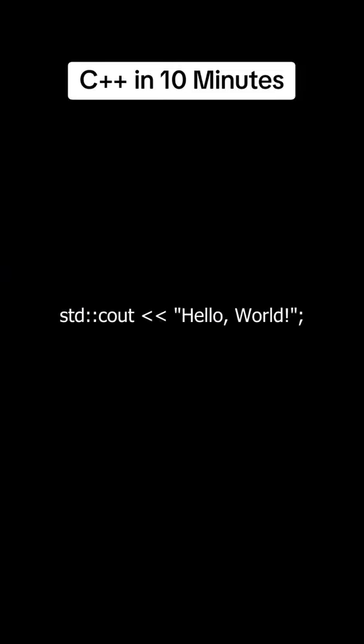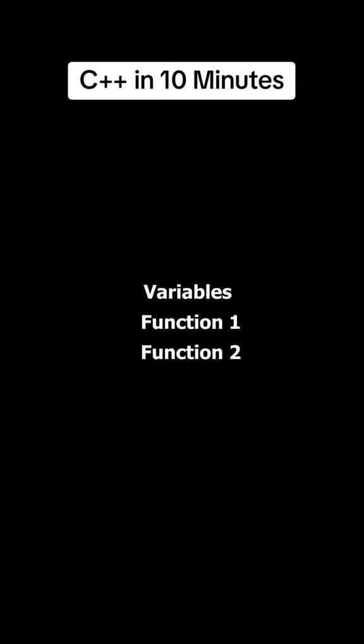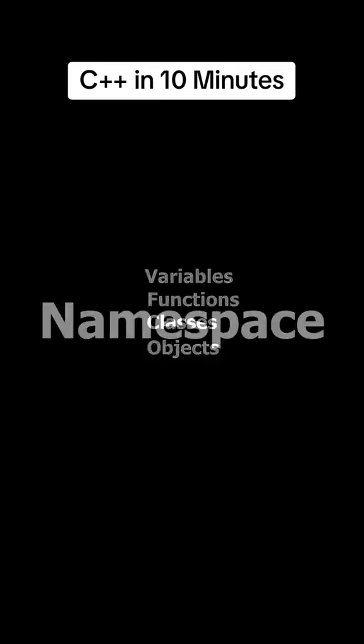A single line of code is a statement, a group of statements creates a function, and a group of functions and variables creates a class. Similarly, a collection of different classes, objects, functions, and variables forms a namespace.